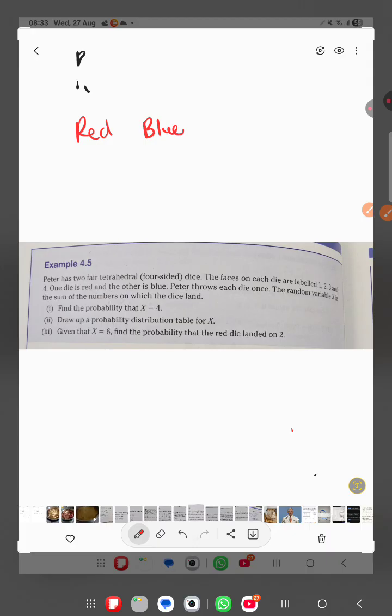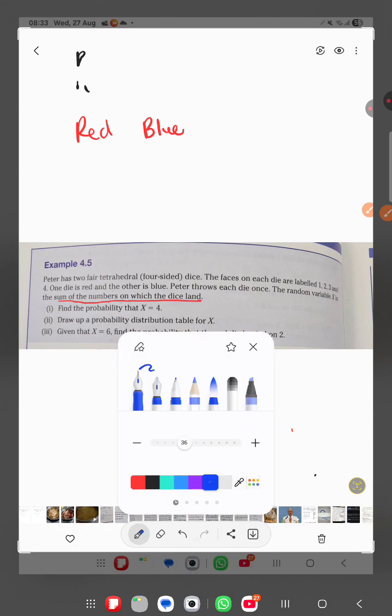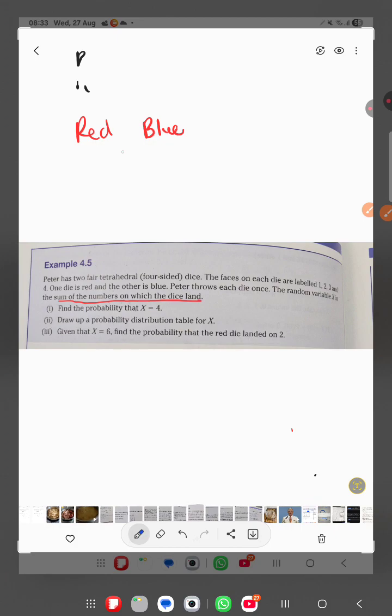Right, so the red die says X is 4. What does X represent? X is the sum of the numbers on the dice, right? How could I get 4? I could have red with 1 and blue with 3. I could have red with 3 and blue with 1, or red with 2 and blue with 2. Is there anything else you can think of that could make 4? No, I don't think so, right?